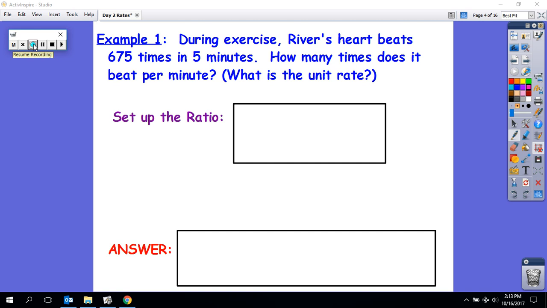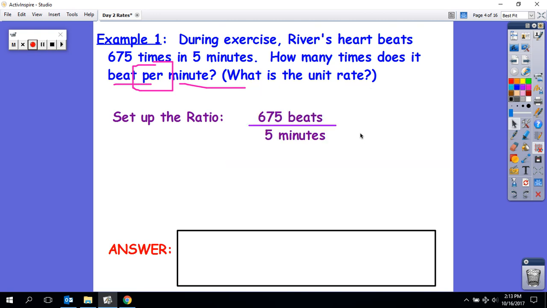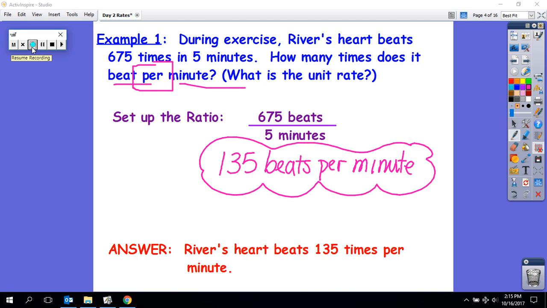During exercise, River's heart beats 675 times in 5 minutes. How many times does it beat per minute? So in other words, what is the unit rate? So we're going to set up a ratio with beats over minutes and simply divide it out. So the answer is 135 beats per minute. And notice how we have the two labels now, beats per minute.